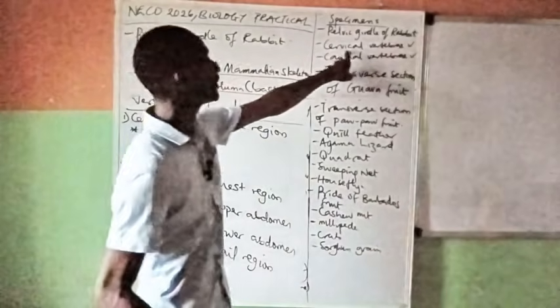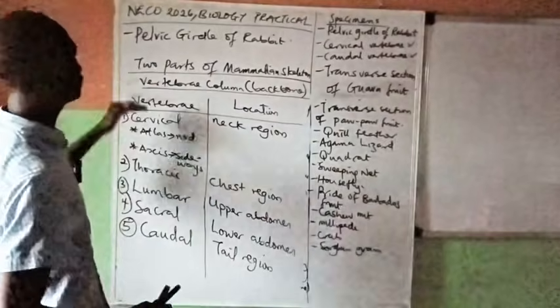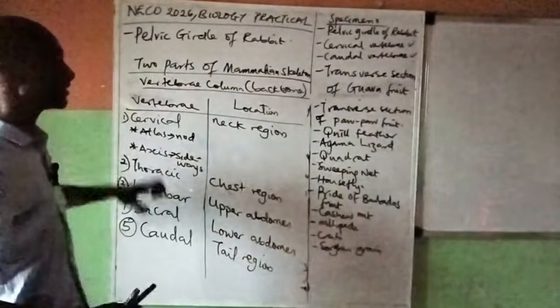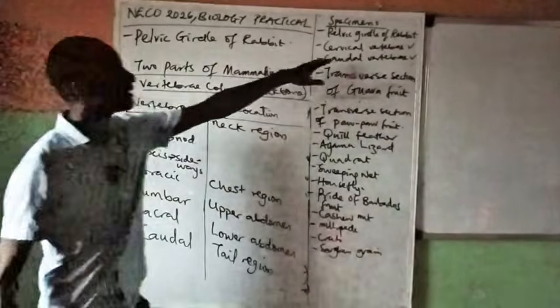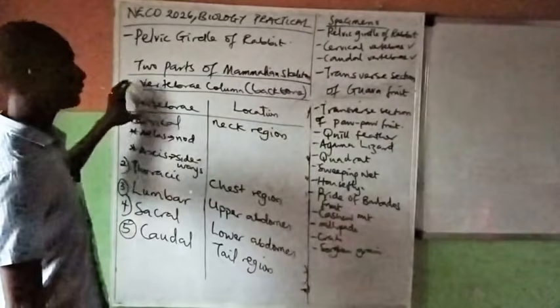So when they ask you, the cervical vertebrae is part of the axial skeleton. The cervical vertebrae is part of the axial skeleton.